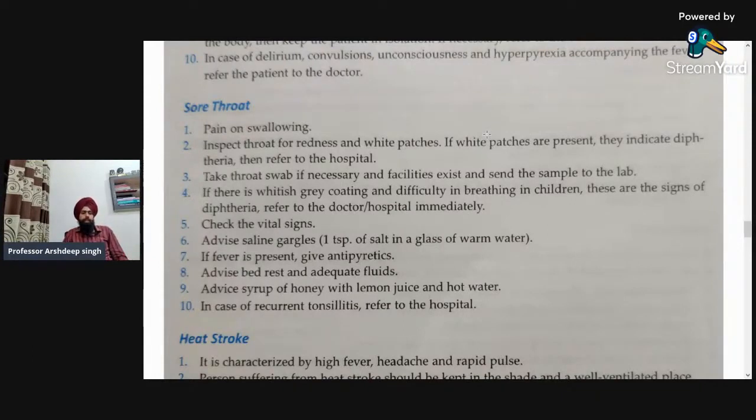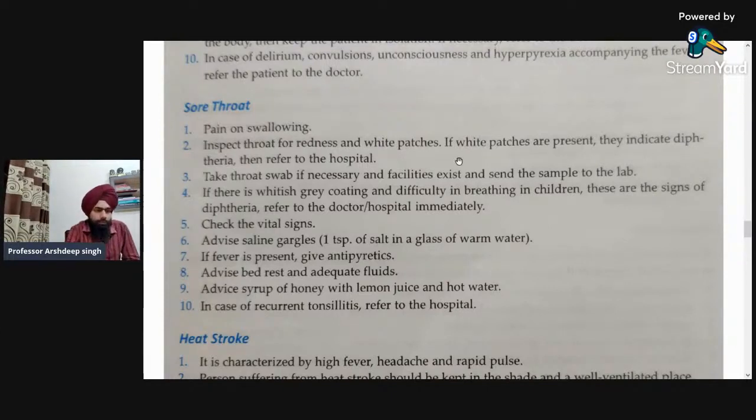Next, advise bed rest and adequate fluids, and advise syrup of honey with lemon juice and hot water. It would relieve any irritation in the sore throat. It will provide relief to the throat. And last, in case of recurrent tonsillitis, refer to the hospital. If the condition is severe or any type of tonsillitis is present, then immediately refer the patient to the hospital. That is how we will manage the sore throat.